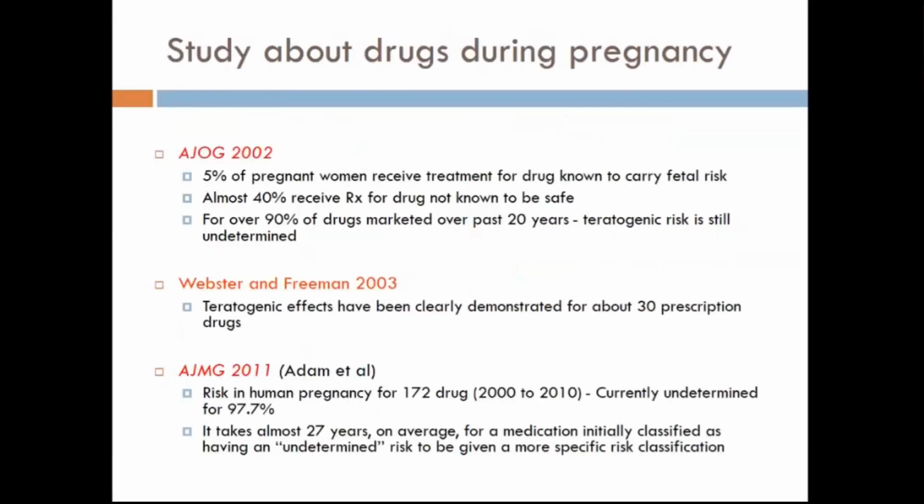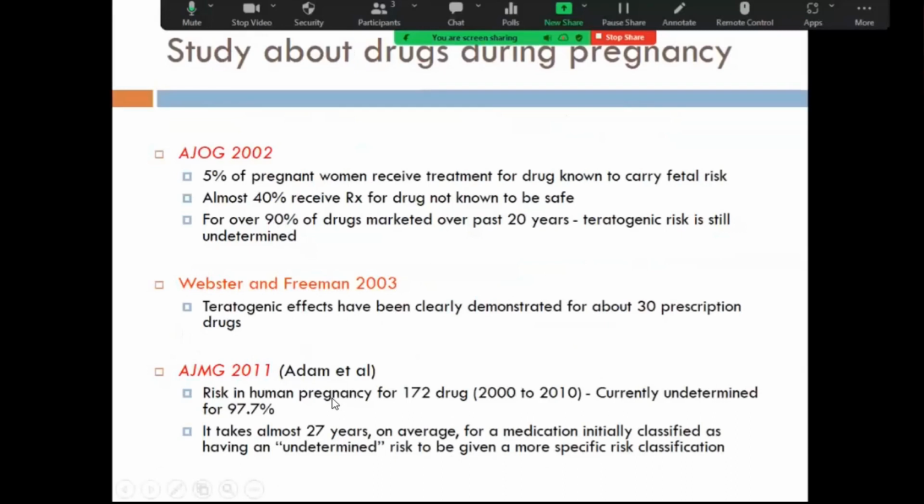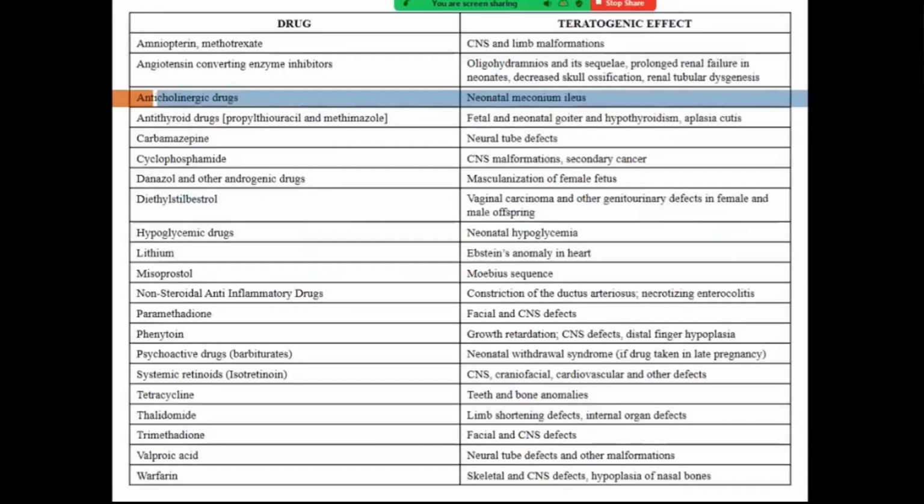So you can study about drugs during pregnancy and get through all this. Currently, 97% of drugs are really undetermined. We still do not know more than 90% of the drugs, and each drug has some labels. So these are the drugs, and these are the teratogenic effects of various drugs.